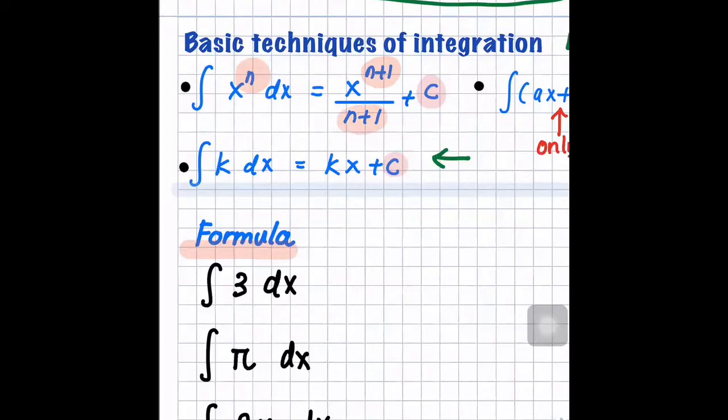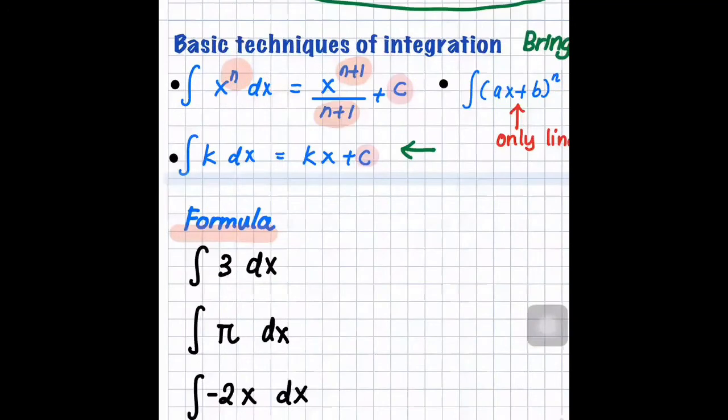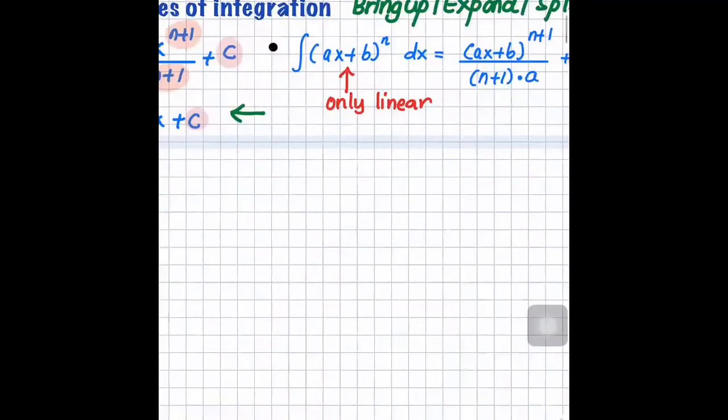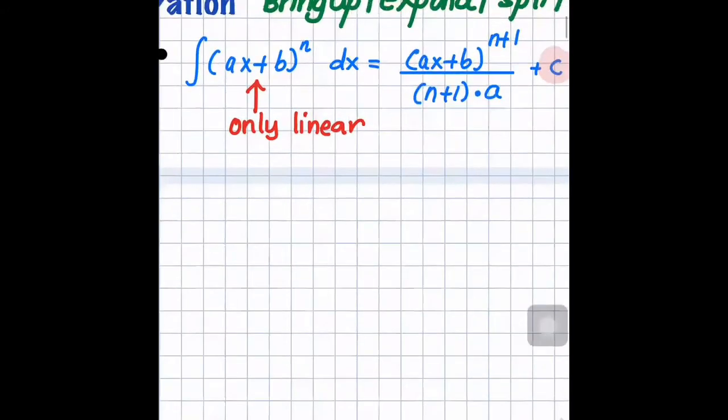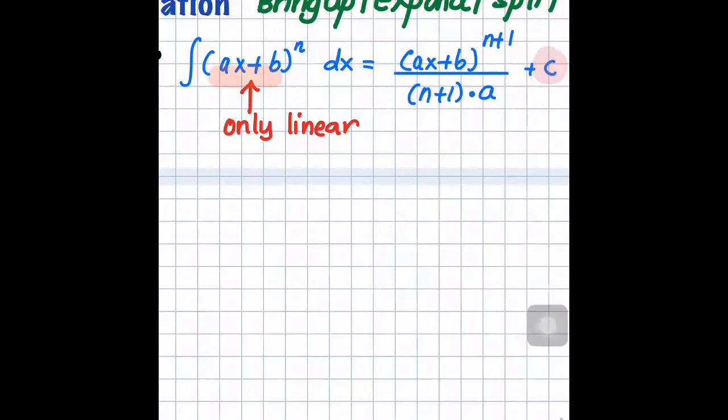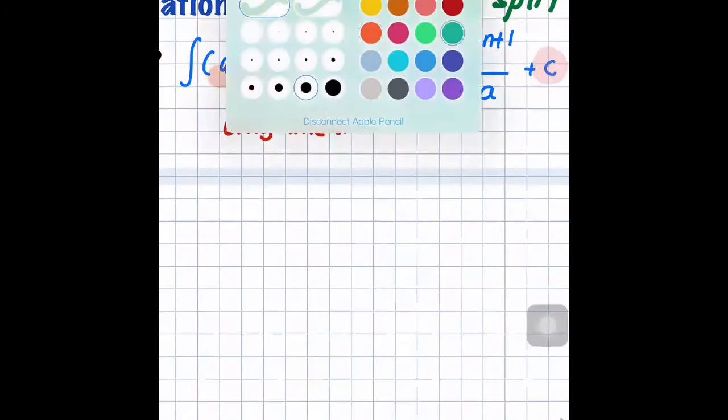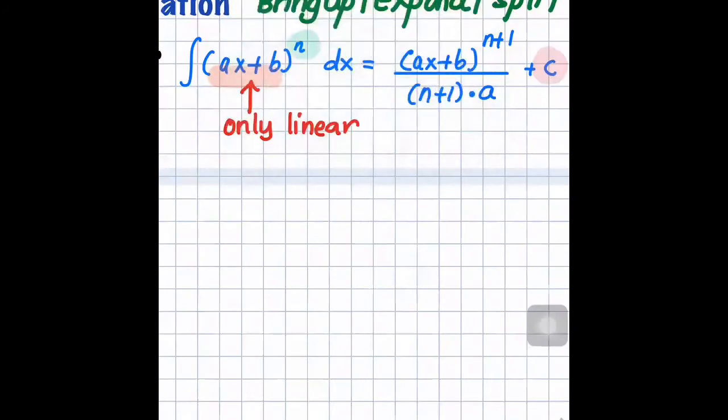If I extend a little higher, I have a linear expression, ax plus b inside the bracket. Look at the power. The power is what? The power is n. You just add 1 to the power and divide by the same power. Now, what is the extra step? You have to differentiate the inner part. Whatever you have here, you differentiate and then you multiply with the denominator.